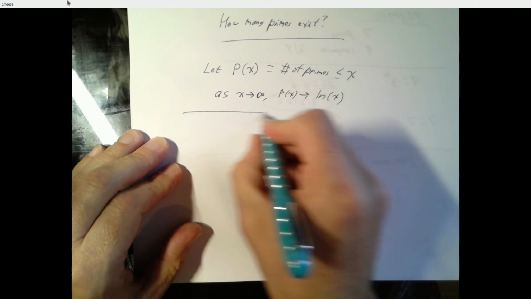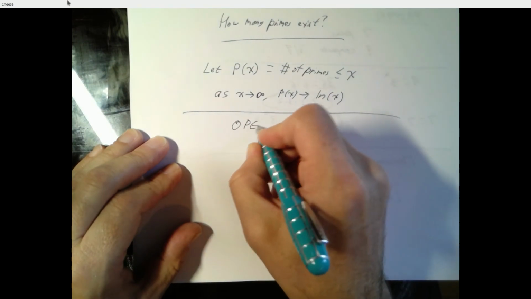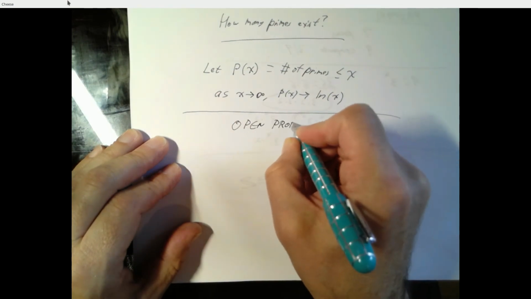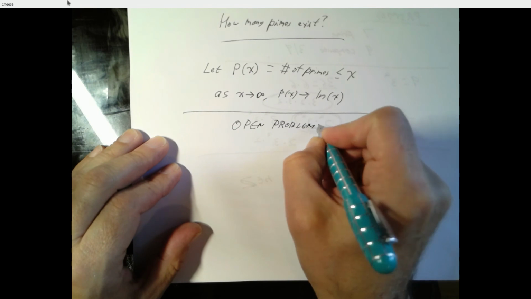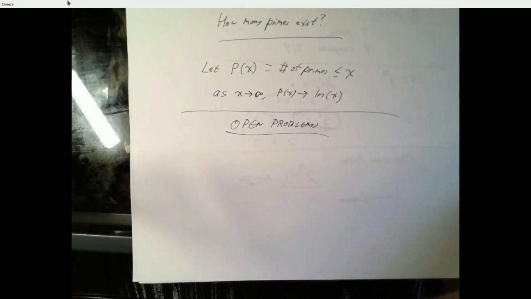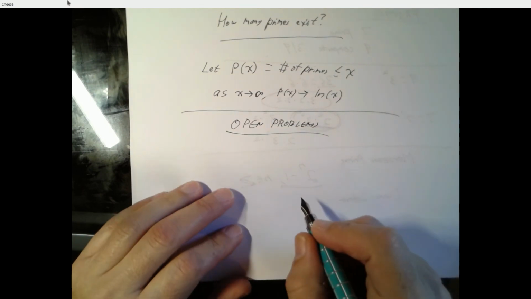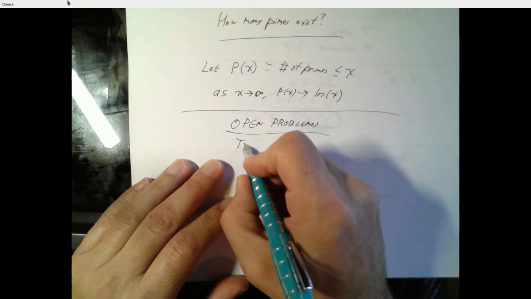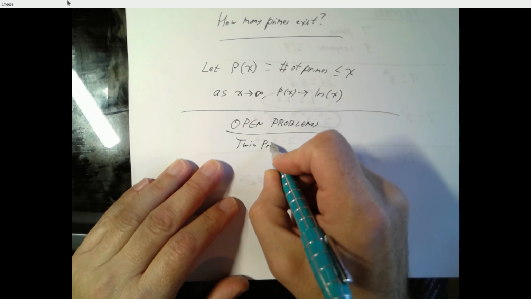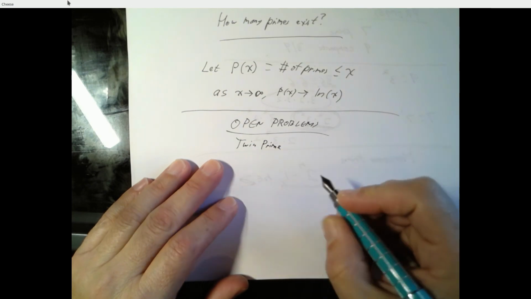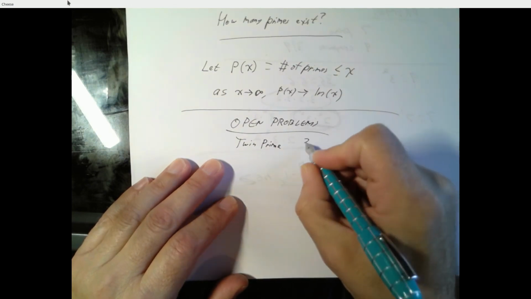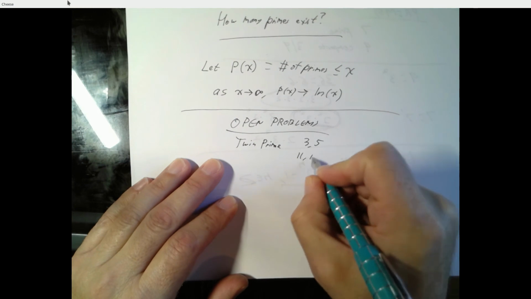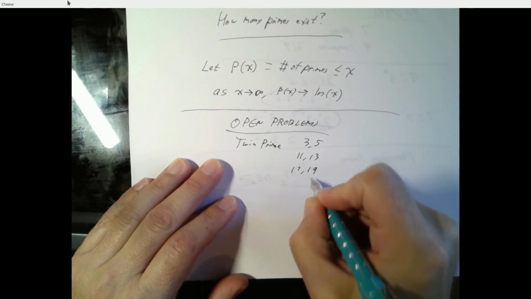All right, so last thing I want to talk about are open problems. And there are a lot of open problems related to prime numbers. So one of them is the twin prime problem. So what's a twin prime? It's a pair of primes separated by 2, for example, 3 and 5, 11 and 13, 17 and 19, 29 and 31.